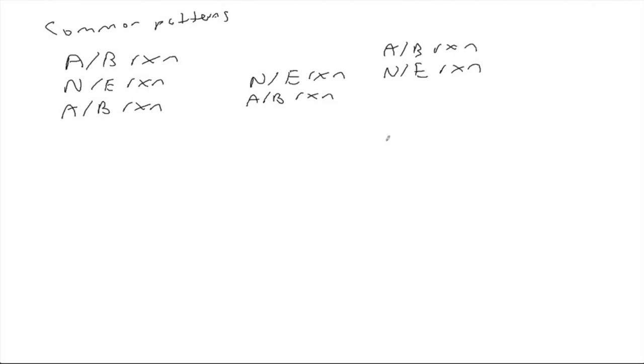There is one complication. We've seen that occasionally, the leaving group falls off on its own, and then you do the nucleophile electrophile reaction. So that is another complication. So things get a little complicated. But these are the three basic patterns.